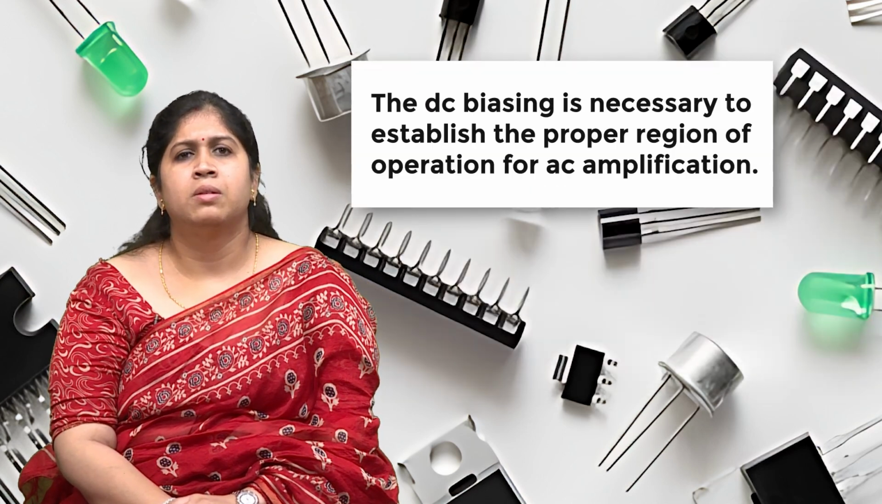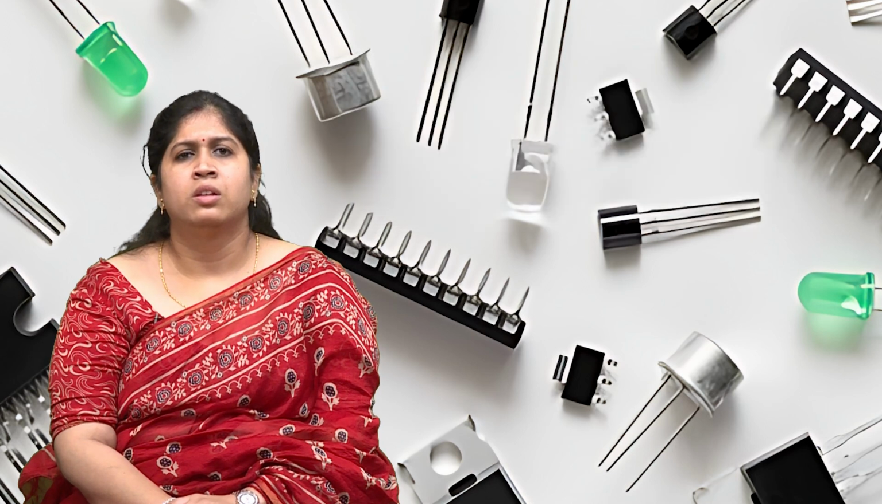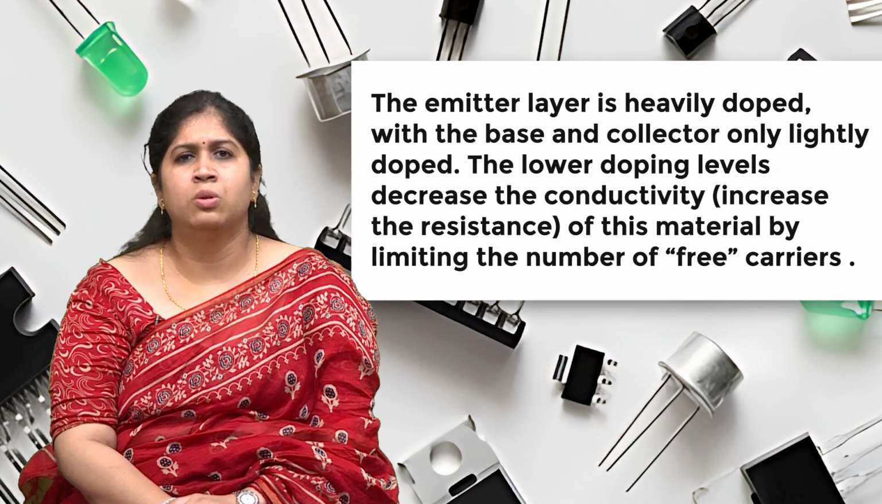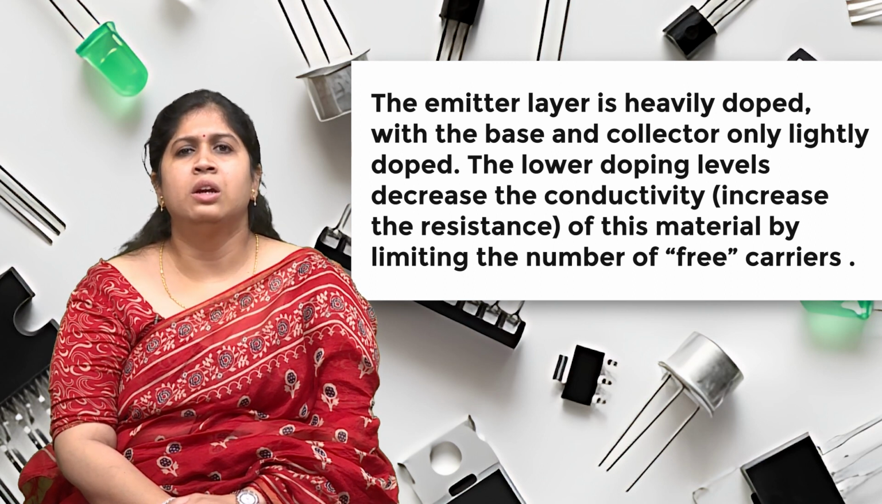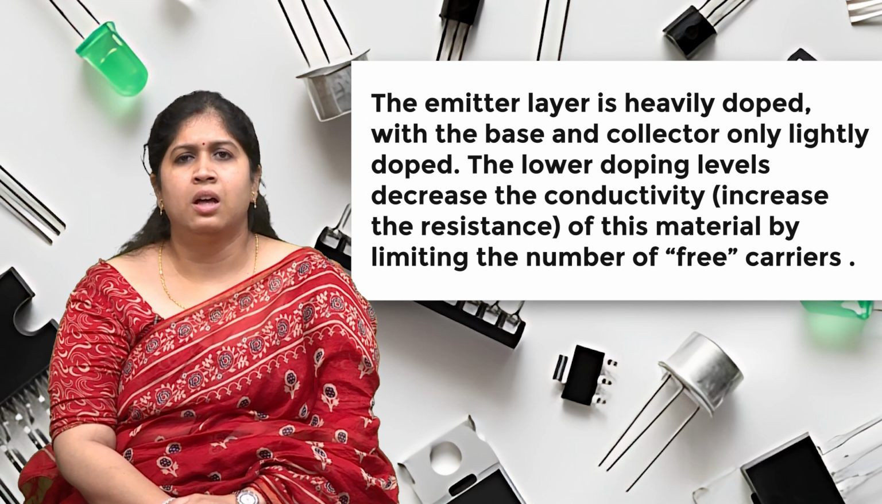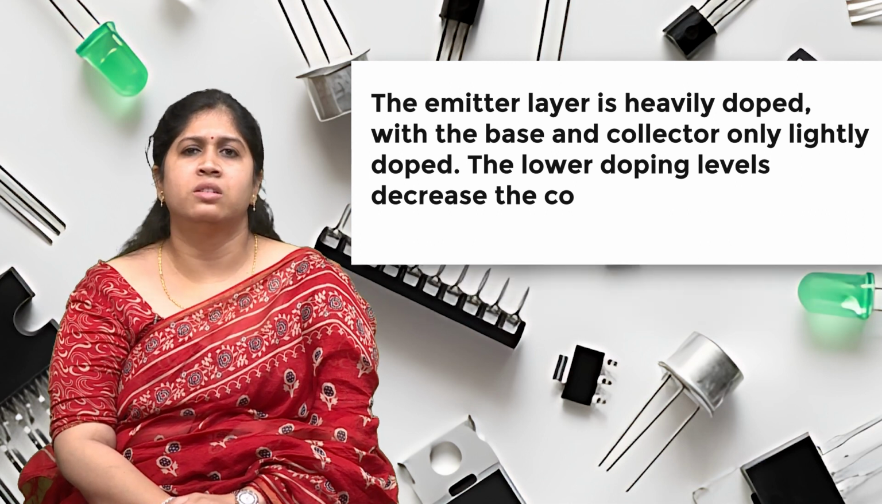The DC biasing is necessary to establish the proper region of operation for AC amplification. The emitter layer is heavily doped with the base and collector only lightly doped. The lower doping levels decrease the conductivity and increase the resistance of the material by limiting the number of free carriers.